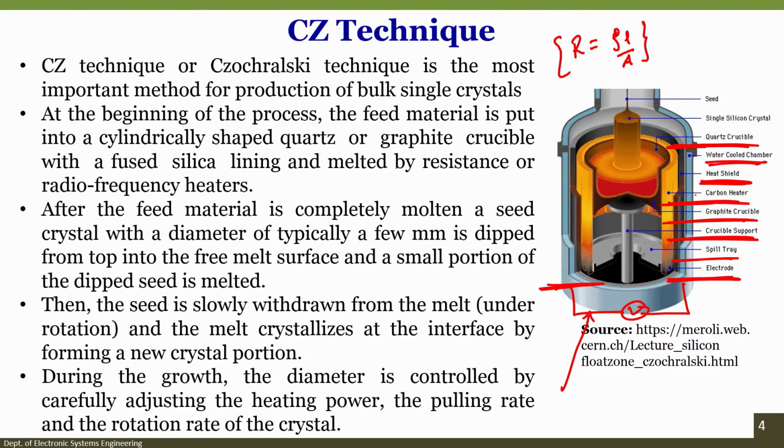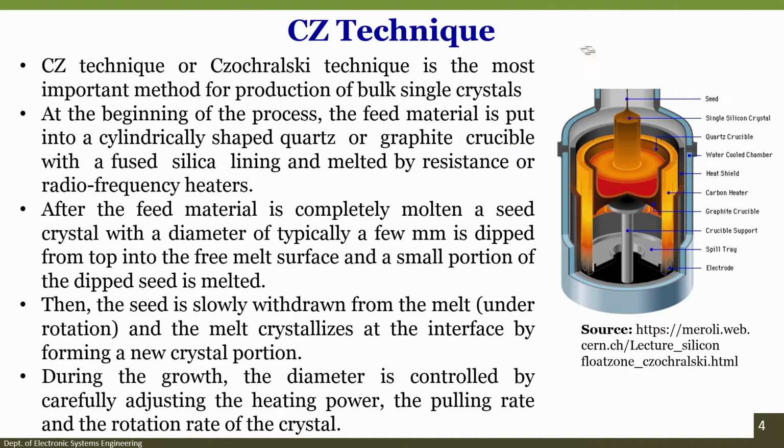So what we do here is that you start with the seed crystal. Now let me just rub it down. And you can see here there is a seed crystal, right. So there is a seed crystal at the top in this way, and this is molten silicon, right.